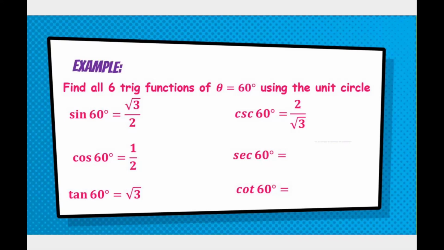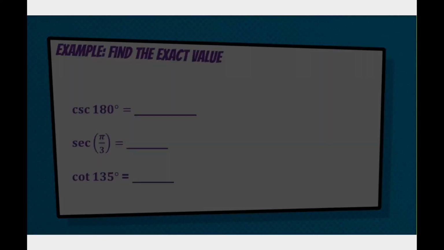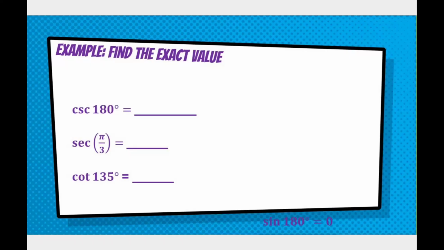If cosine of 60 degrees is 1/2, then the secant of 60 degrees is 2 over 1, which is just 2. And square roots of 3 over 1 for tangent of 60, so the cotangent is 1 over square roots of 3, which would just be square roots of 3 over 3 if we were to rationalize that. So here are some examples using those reciprocal trig functions.